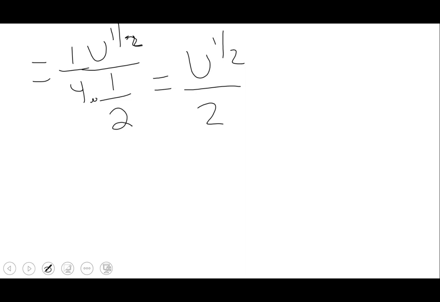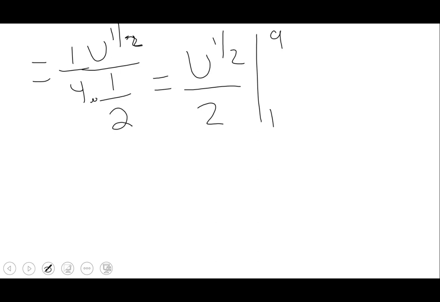This is a definite integral as opposed to being indefinite. So you're now going to evaluate, and of course, you're going to evaluate using those u bounds, which in this case is from 1 to 9.